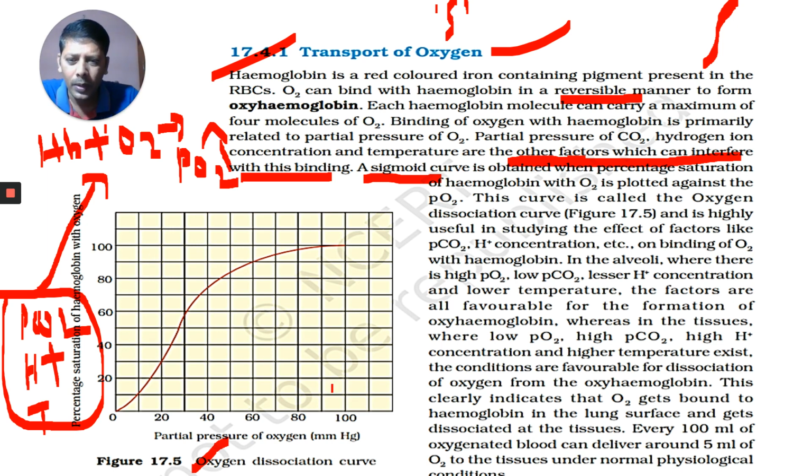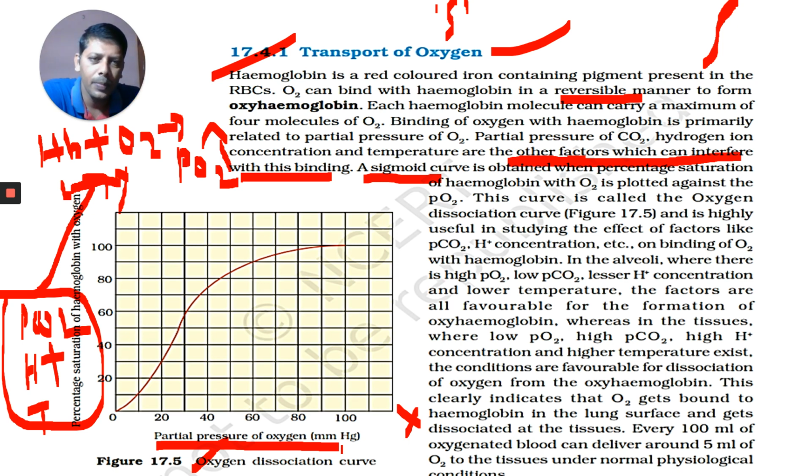What are we taking here on the x-axis? What are we taking on the y-axis? How do we get this oxygen dissociation curve? A sigmoid curve is obtained when the partial pressure of oxygen is plotted against the percentage saturation of hemoglobin with oxygen. The percentage saturation of hemoglobin with oxygen we take on the y-axis. On the x-axis, we take the partial pressure of O2, PO2, measured in mmHg. When you plot a graph of the relation between these two, you get the sigmoid.